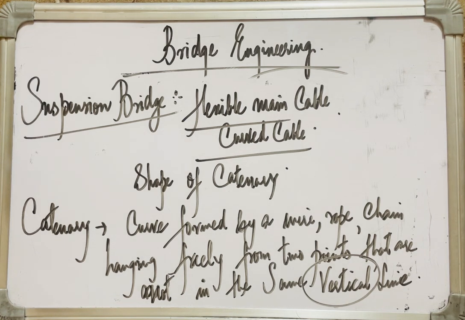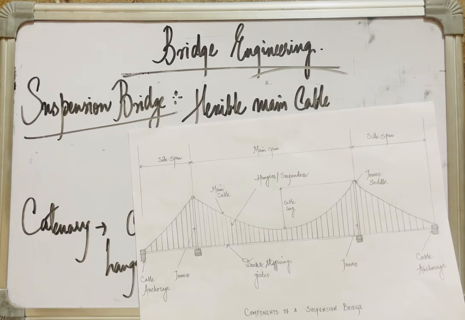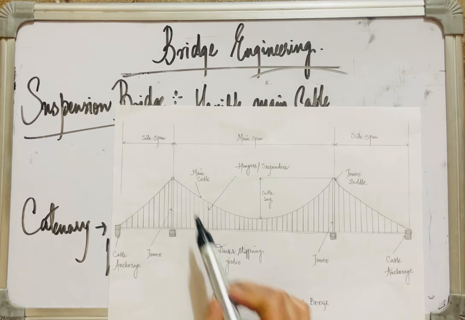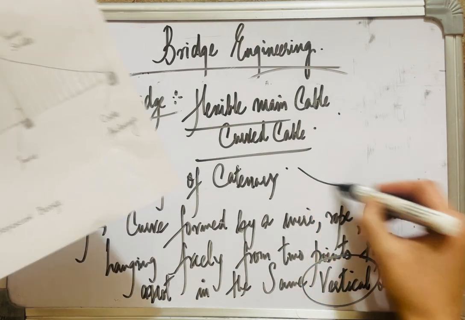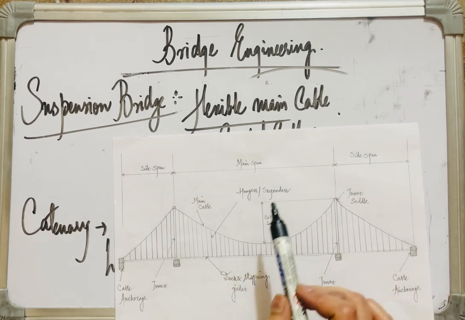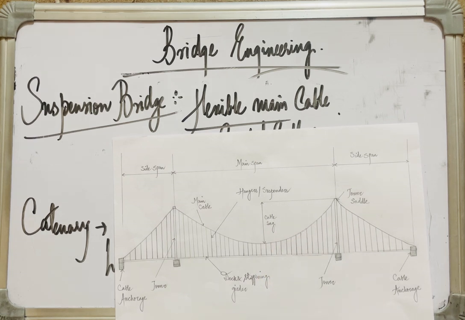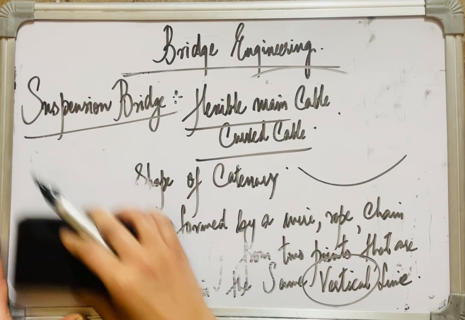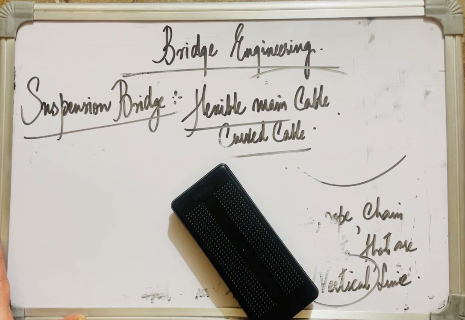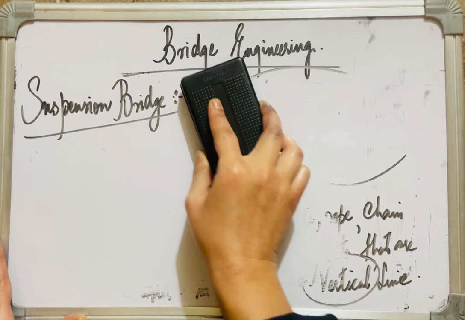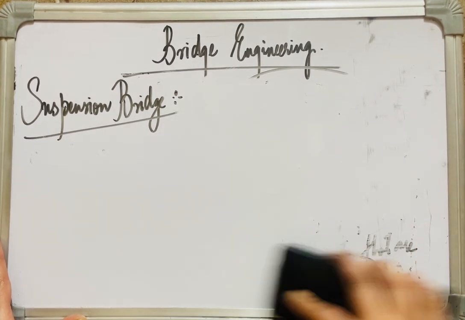So the flexible main cable or the curved cable, in case of a suspension bridge or a hanging cable, which is anchored at the two ends, takes the shape of a catenary. This is a catenary. The cable takes the shape of a catenary between 2 points of suspension. And the flooring of the bridge deck is supported by this cable by virtue of tension developed in its cross section. So the flooring of the bridge is supported by this flexible main cable, which takes the shape of a catenary between 2 points of suspension, the towers, of course.